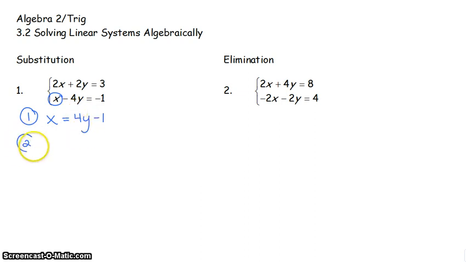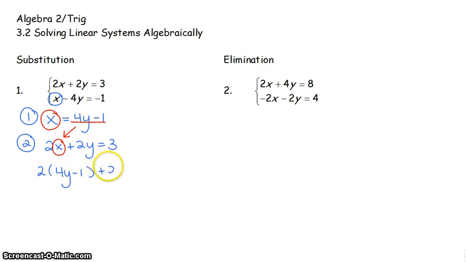That's step 1. Step 2 is to plug what you just solved for into the equation you didn't use. So we didn't use 2x plus 2y in step 1. Now since I solved for x, I'm going to replace x. I'm going to substitute in 4y minus 1 in for x. So we've got 2 times 4y minus 1 plus 2y equals 3. So nothing else is going to change. We're just going to take out the x and put in the 4y minus 1. We're going to distribute, so we've got 8y minus 2 plus 2y.